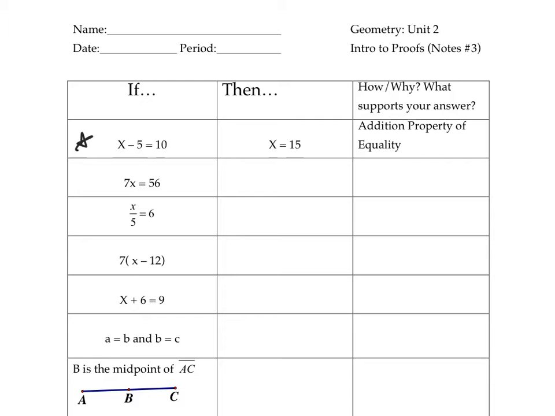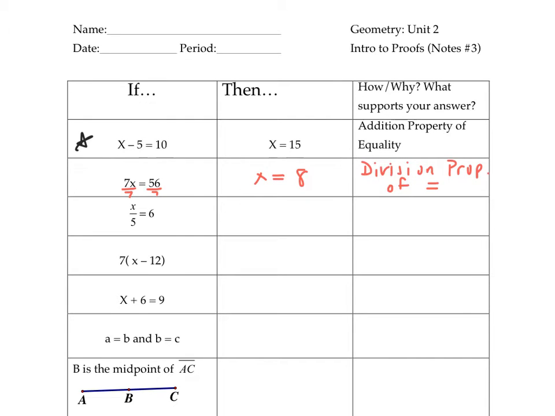So that's an example of the addition property of equality. In the next scenario, we have 7x is equal to 56. If that's true, you could divide both sides by 7 to arrive at the answer, x is equal to 8. What I used there was the division property of equality. And you can abbreviate. I'm sure your teacher will let you abbreviate at least a little bit. So, division property of equality.